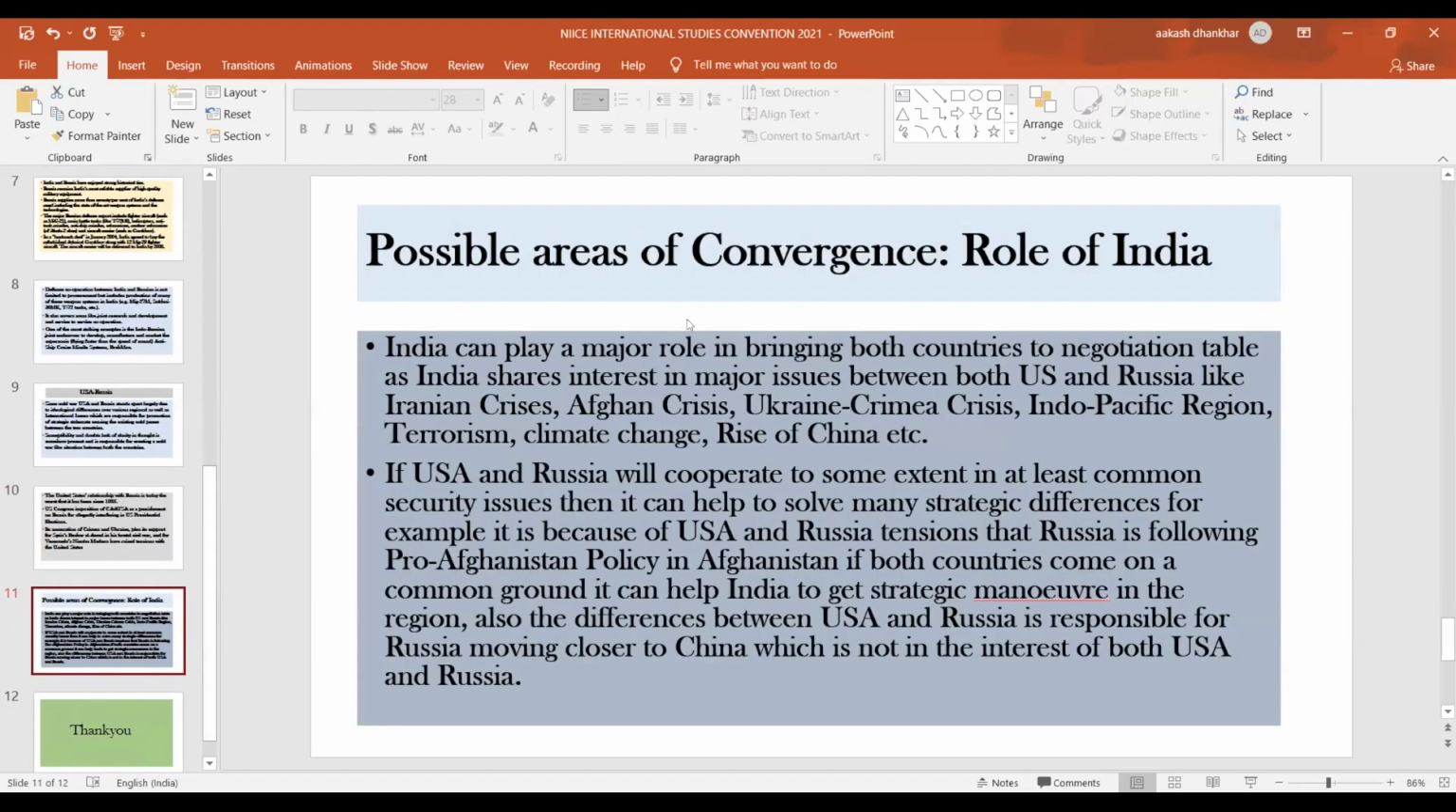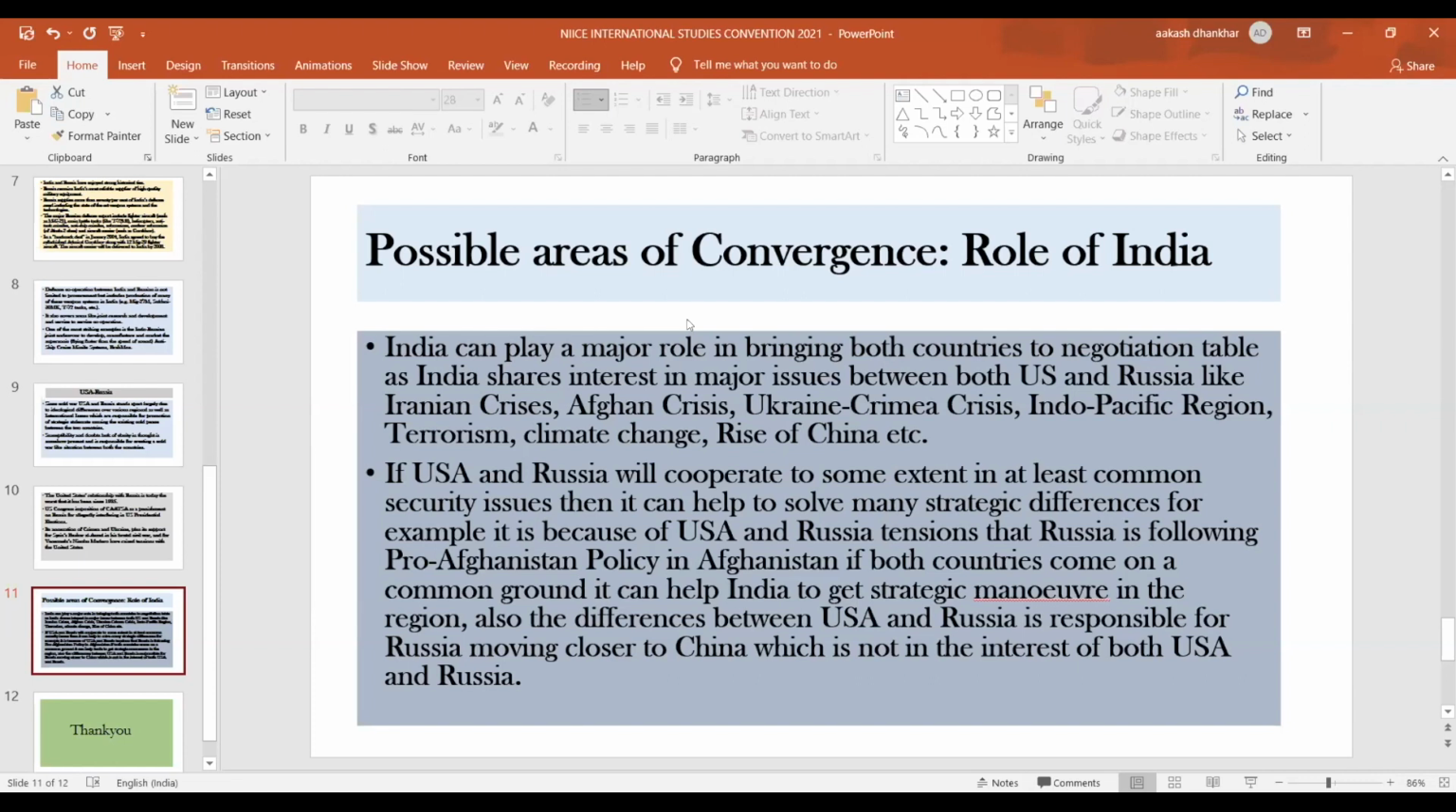So, the areas of possible convergence, and the role of India. India can play a major role in bringing both countries to the negotiation table, as India shares major interests with both Russia and the USA, like the Iranian crisis, the Afghan crisis, Ukraine and Crimea, the Indo-Pacific region, terrorism, climate change, the rise of China, etc.